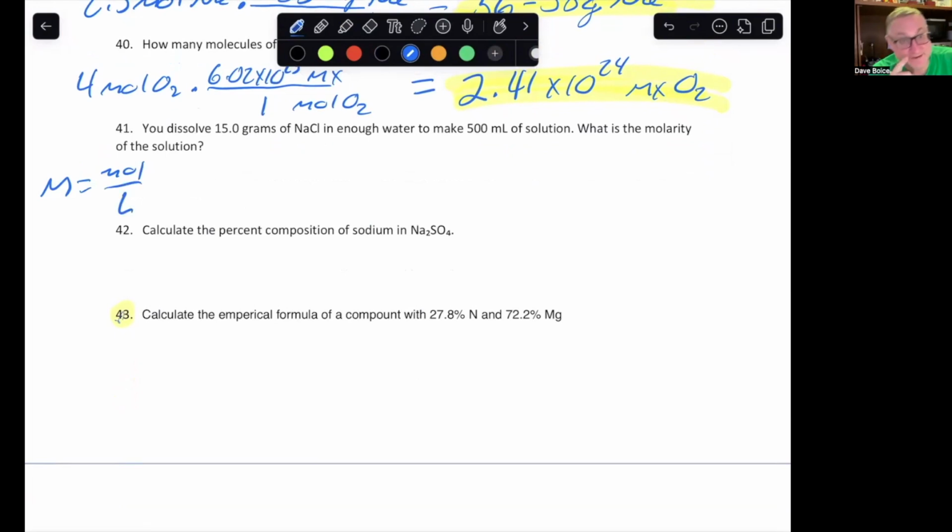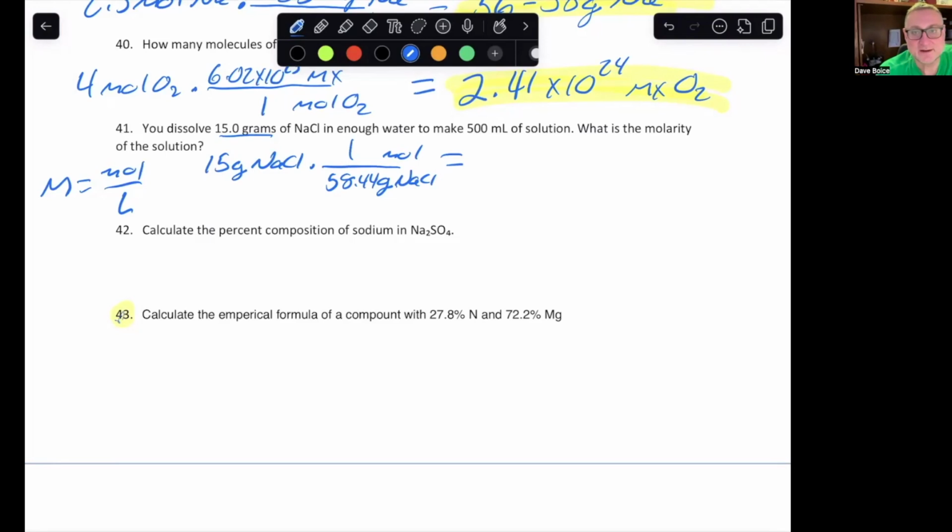I don't need to rewrite this. I just need to figure out the moles and the liters. As usual, I'm given grams and not moles. Got to do the work. So 15 grams of NaCl. I'm going to convert that by grams of NaCl to moles, and 1 sodium and 1 chlorine together is 58.44 grams for 1 mole.